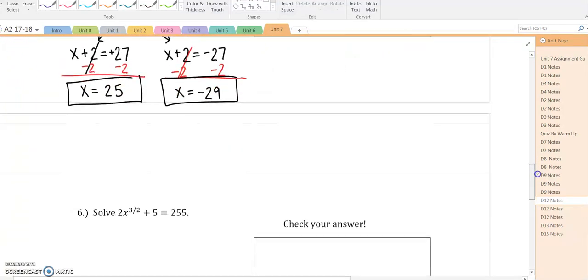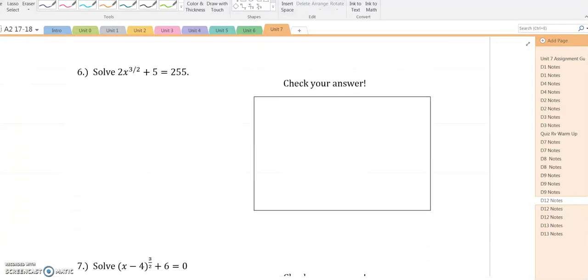Alright, flip it over. Let's try this again. Okay, now remember that one we ended up with an even root, so we put the plus or minus. Let's see if that same thing happens here. Okay, so I'm going to start again by getting rid of, remember, reverse PEMDAS. So get rid of any addition or subtraction first.